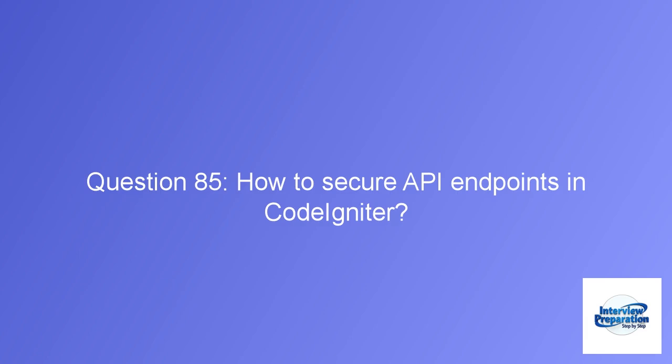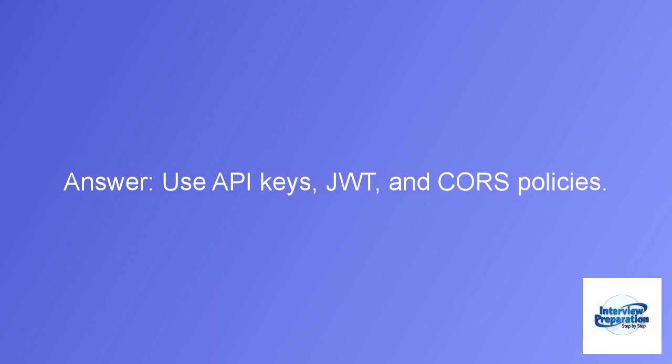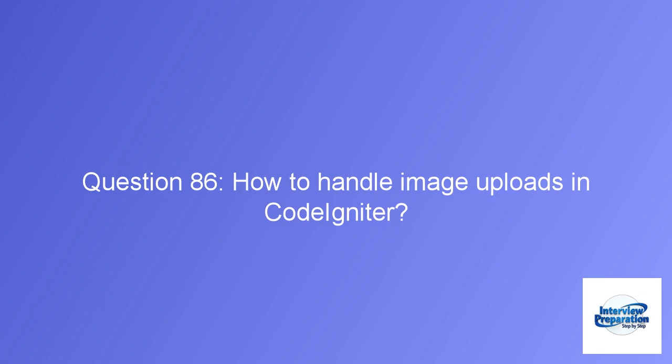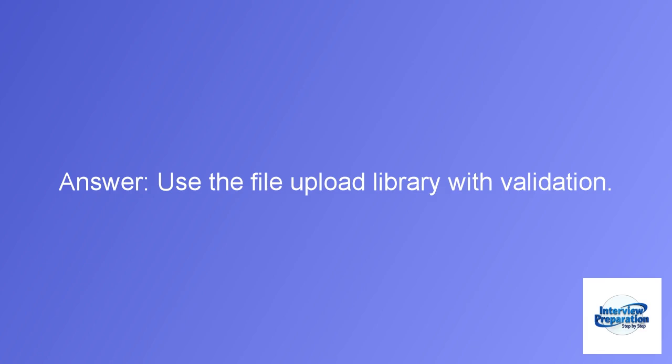Question 85. How to secure API endpoints in CodeIgniter? Answer. Use API keys, JWT, and CORS policies. Question 86. How to handle image uploads in CodeIgniter? Answer. Use the file upload library with validation.